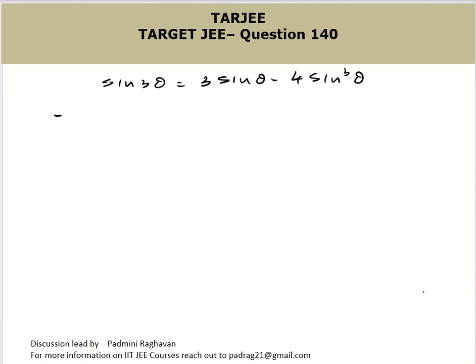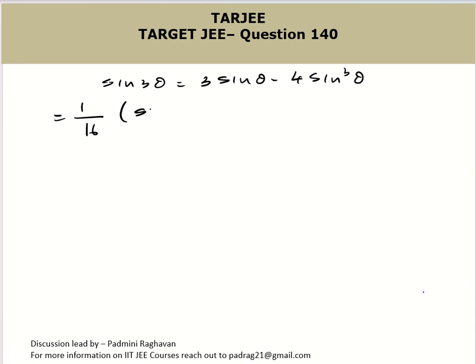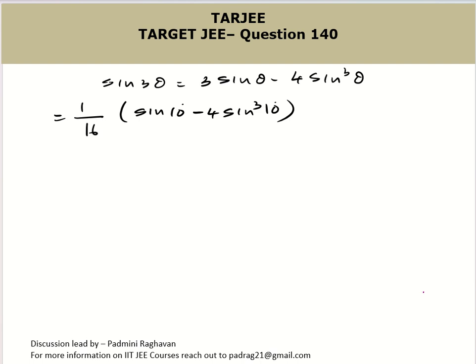So if you see the expression inside the second bracket, we had a 1 by 16 outside. We had sine 10 minus 4 sine cube 10 in the first bracket. Inside the second bracket we have 3 sine theta minus 4 sine cube theta, where theta is 10. So 3 sine theta minus 4 sine cube theta is sine 3 theta. So it becomes sine 30. You can replace the value of sine 30 as half. So that gives us 1 by 32 into sine 10 minus 4 sine cube 10.